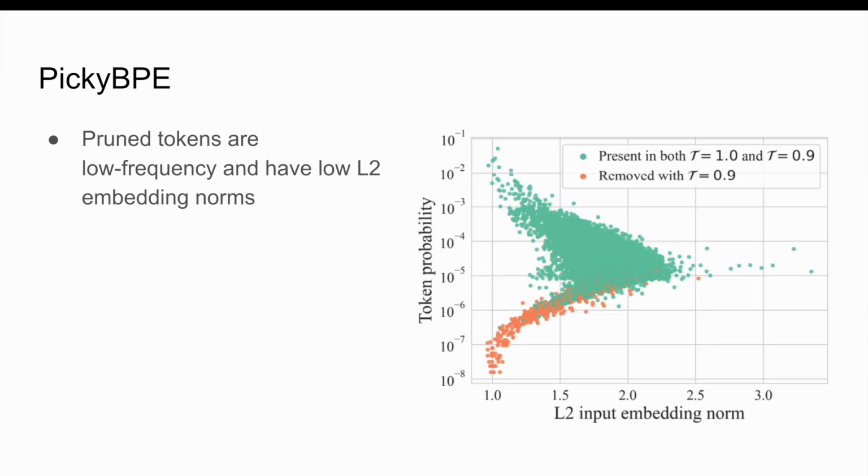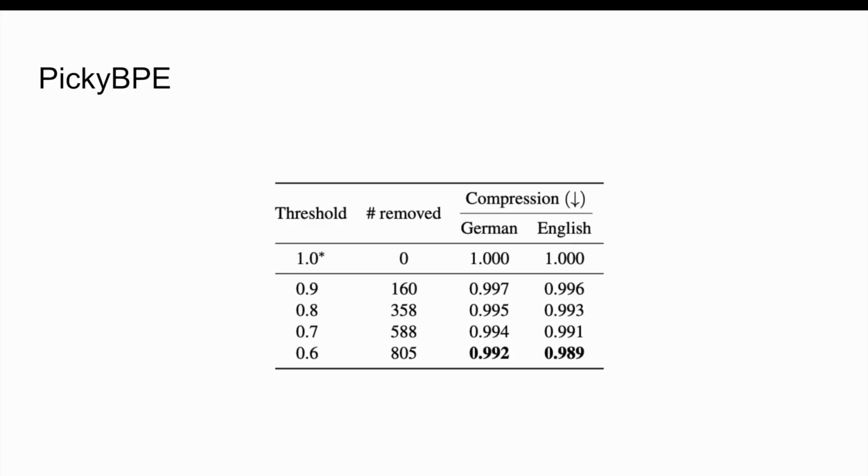So we looked at some of the effects of this. We found that our pruned tokens tended to have low frequency and low L2 embedding norms. Those are the ones in orange at the bottom left of this plot. So these seem like tokens that would be likely to be undertrained and become glitch tokens.